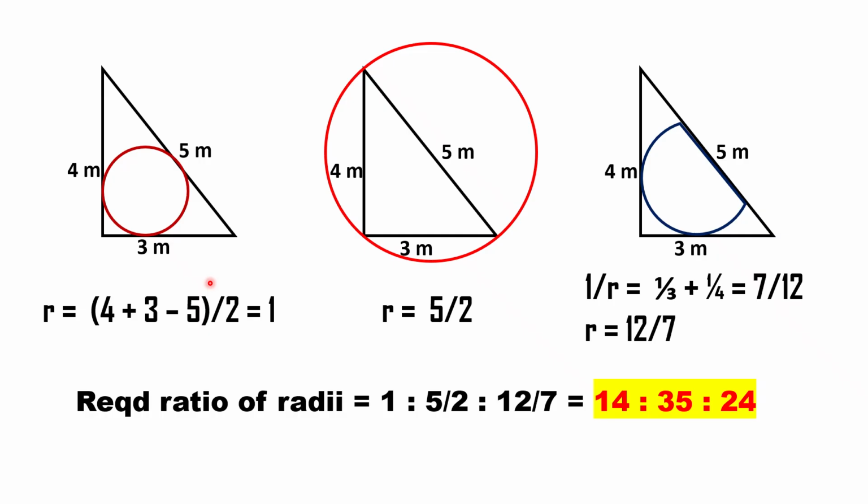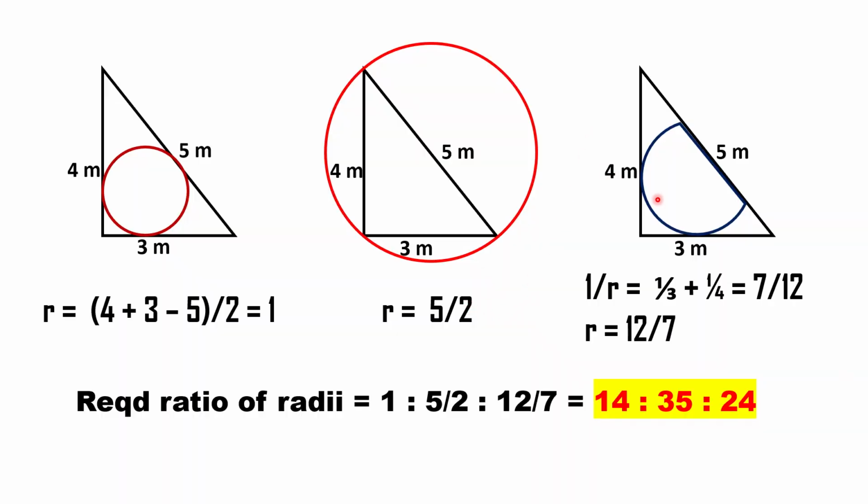So once again, we can recapitulate: circumscribing circle, inscribing circle and inscribing semicircle. When a circle is inscribed, that means the circle is inside. Inscribed in a right angle triangle, the radius will be equal to the sum of legs minus hypotenuse, whole by 2. 4 plus 3 minus 5, whole by 2, that is 1. When a circle is circumscribing a right triangle, the circle is outside, then the radius will be equal to the hypotenuse divided by 2, half of the hypotenuse, 5 by 2.